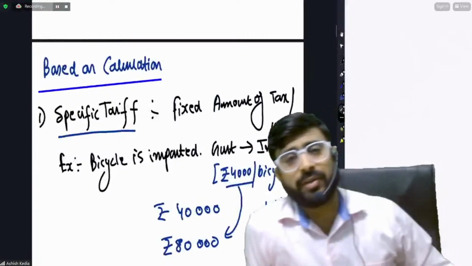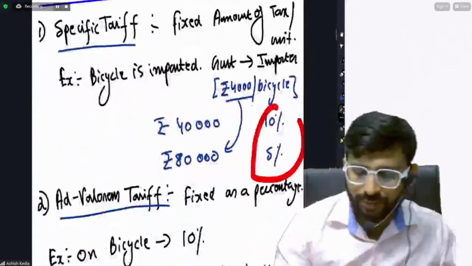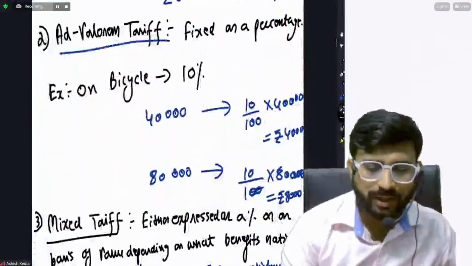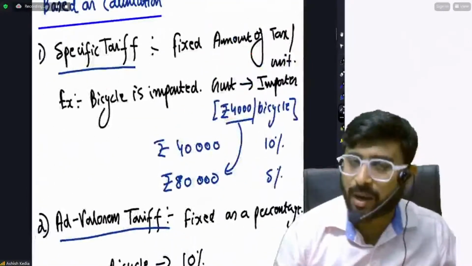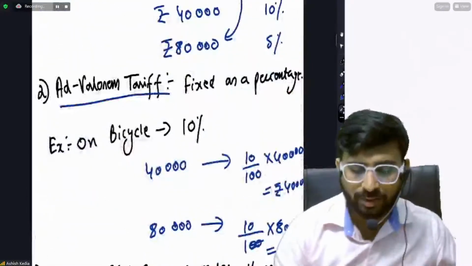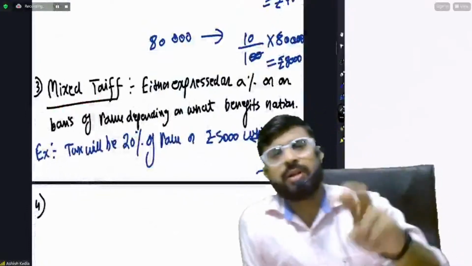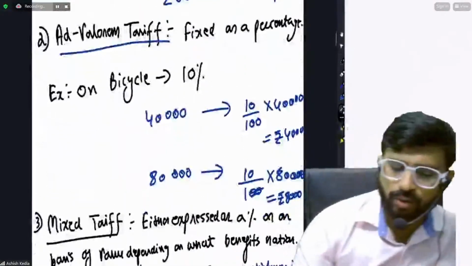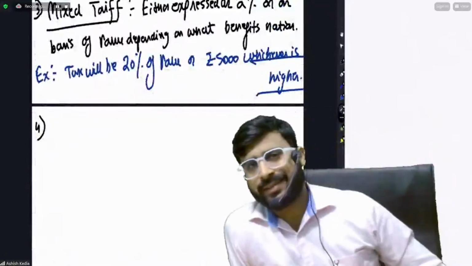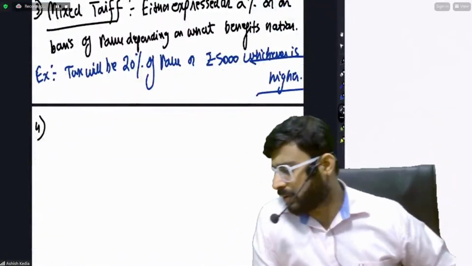So specific tariff, everybody, is fixed as an amount. Ad valorem is fixed as a percentage, and in mixed tariff you have an option whether you want to take it in the percentage form or in the value form. It is an option entirely, whatever benefits the nation more.